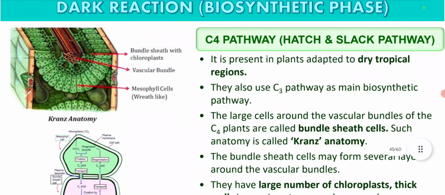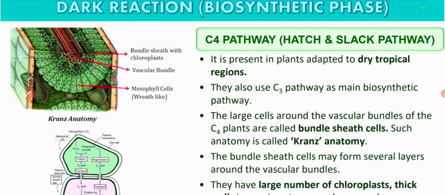Now, the C4 pathway, or Hatch and Slack pathway. It is present in plants adapted to dry tropical regions. They also use the C3 pathway as the main biosynthetic pathway. The large cells around the vascular bundles of the C4 plant are called bundle sheath cells. See, it is also labeled.